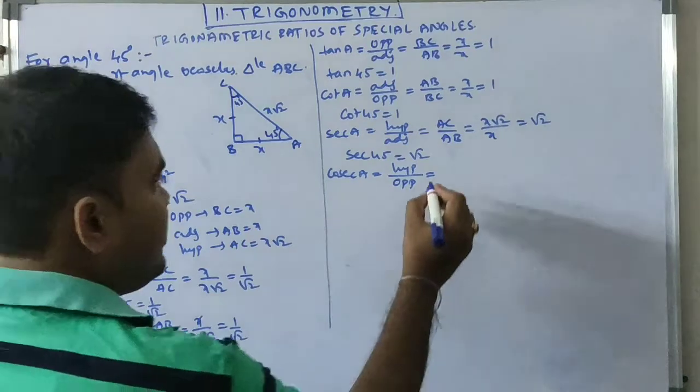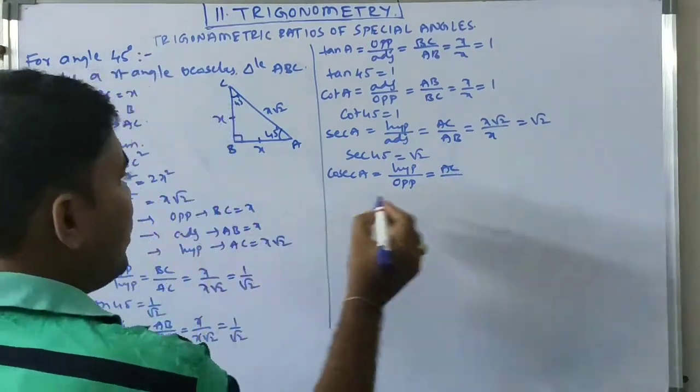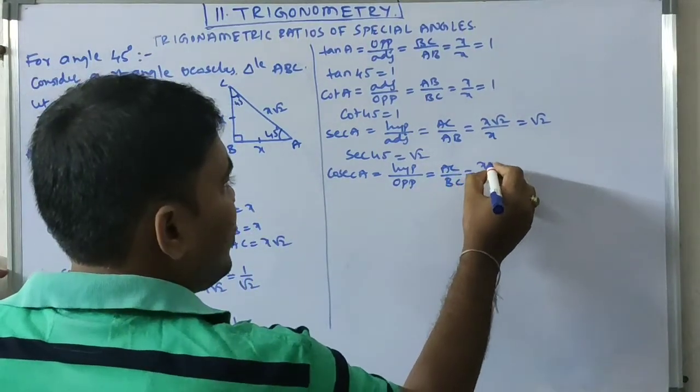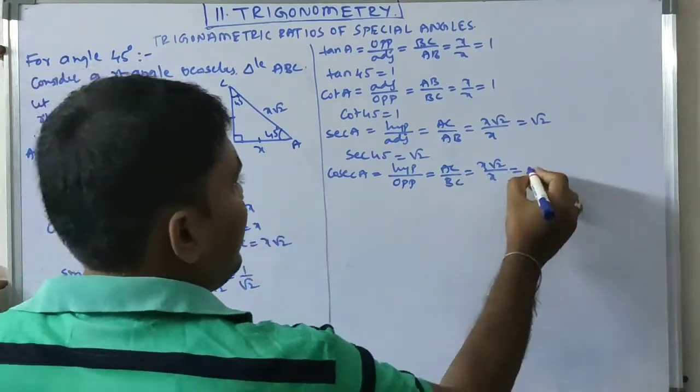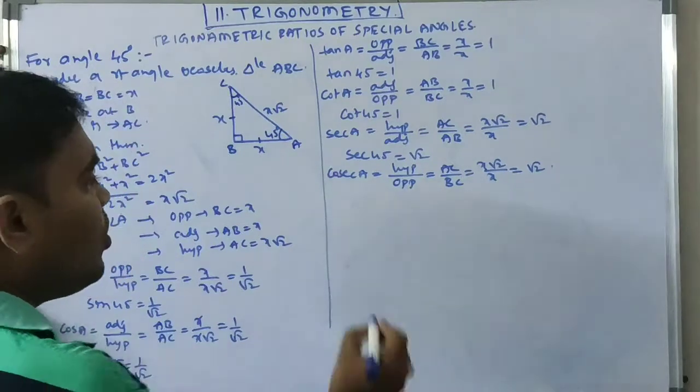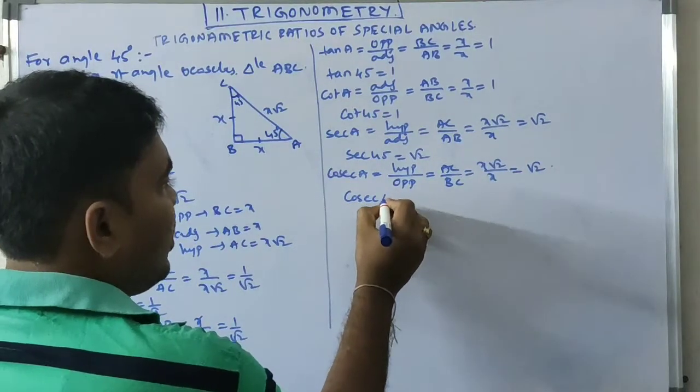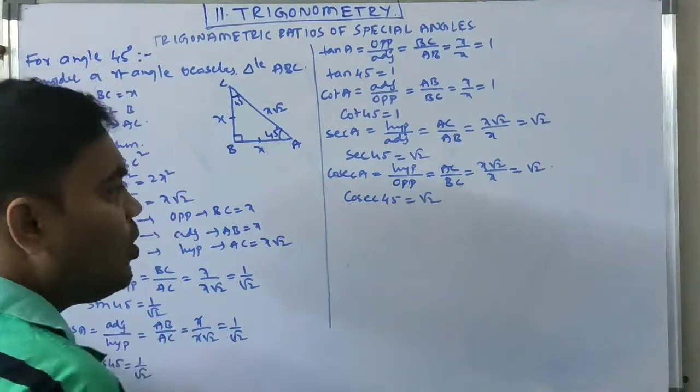Hypotenuse AC, opposite BC. AC equal to x root 2, BC equal to x. So x cancels root 2. So cosec A, that is cosec 45, equal to root 2.